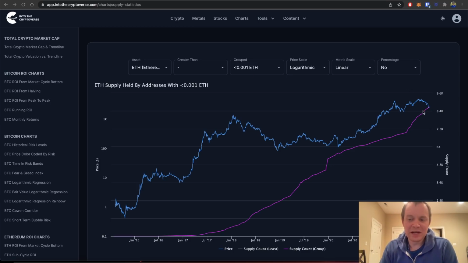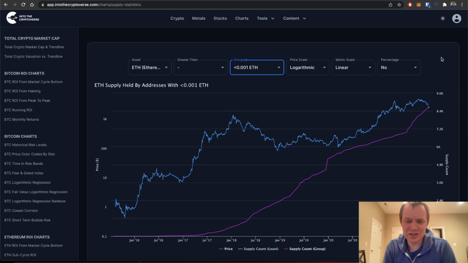So the first thing we're going to look at: note that over here, we have the supply count on the secondary y-axis and the price on the primary y-axis on a logarithmic scale. So what is the total number of Ether held by addresses that contain less than 0.001 ETH, or less than 1/1000th of an Ether? You can see that the amount has been on a steady incline for quite a long period of time, in fact. And there hasn't really been a whole lot of interesting things going on here.